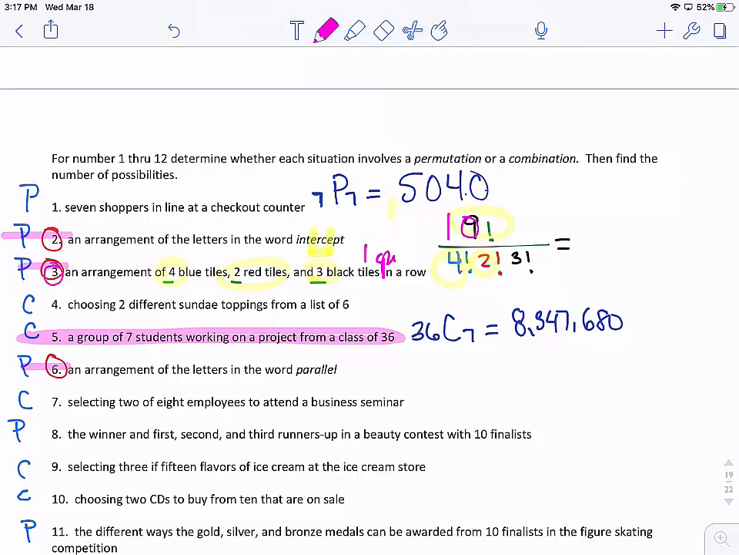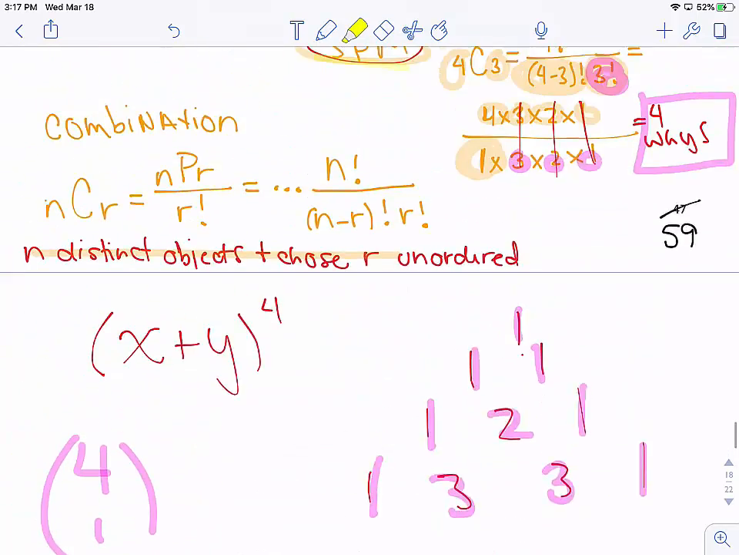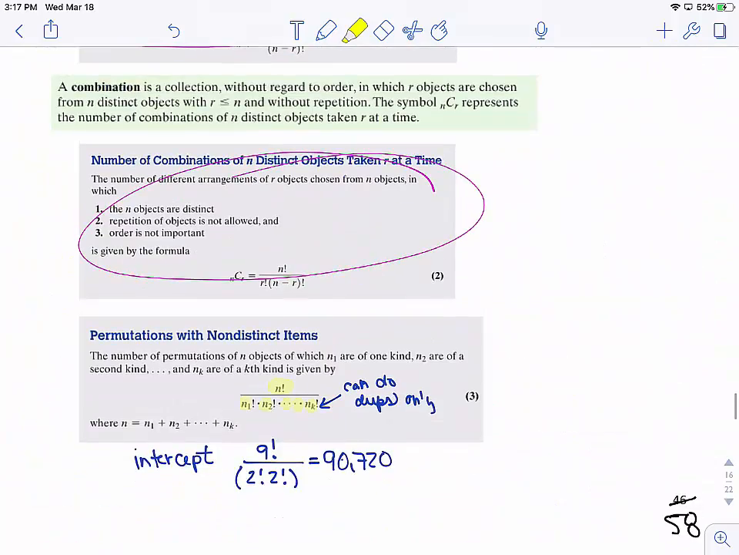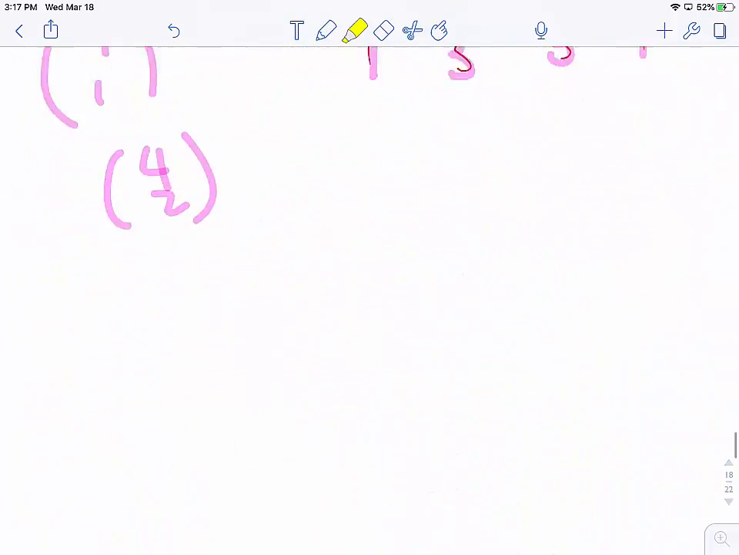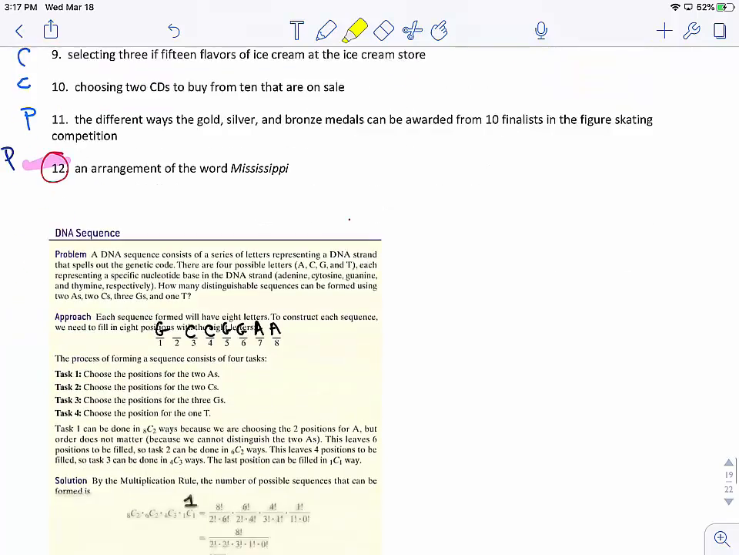Now, if some of those were 1, so maybe this was 10 tiles, and you also had 1 green tile, you could put 1 factorial down here as well, and that's what your formula tells you to do. But you don't need to divide by 1, that doesn't change anything. So you only actually have to put the duplicates in the denominator, which is what I was saying right here. You only need to do the duplicates. Hopefully this is a review from Secondary 3.